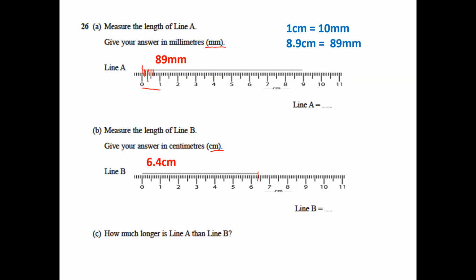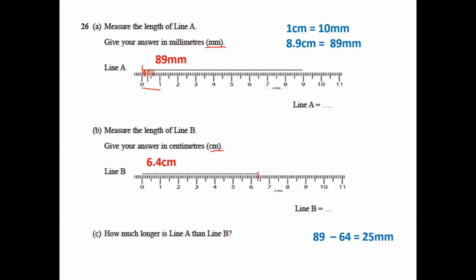Then C. How much longer is line A than line B? So you have to get the difference between line A and line B, but you have to keep in your mind that you have to use either millimeters or centimeters. So I'm going to take millimeters first. Line A is 89 millimeters and line B is 64 millimeters. 6.4 centimeters means 64 millimeters. The difference between 89 and 64 is 25 millimeters.